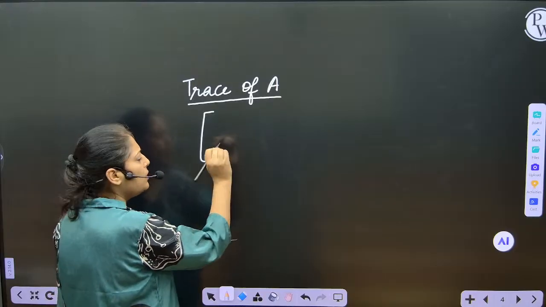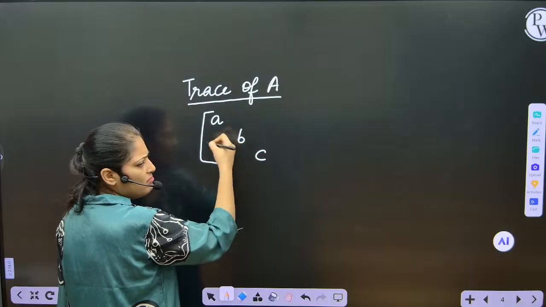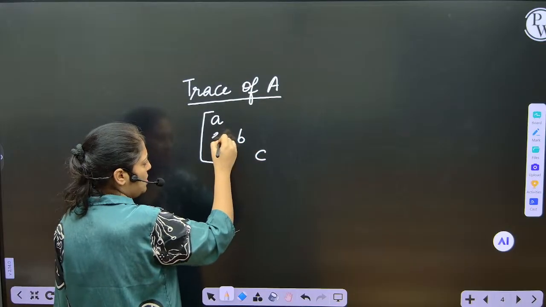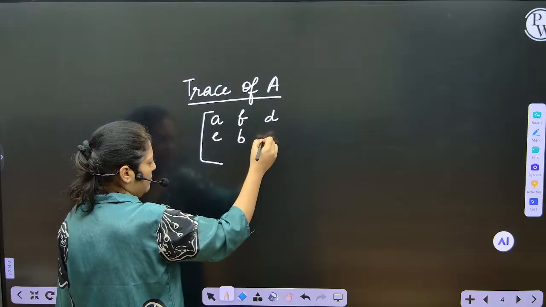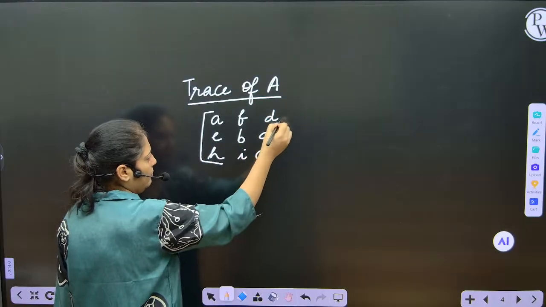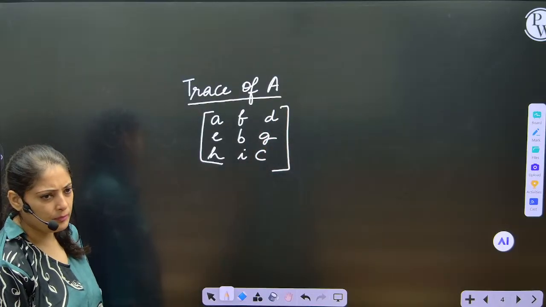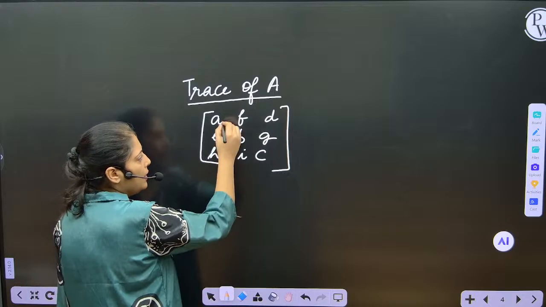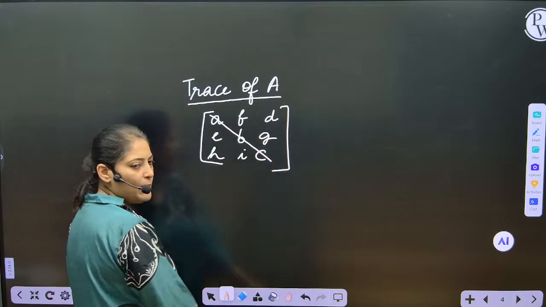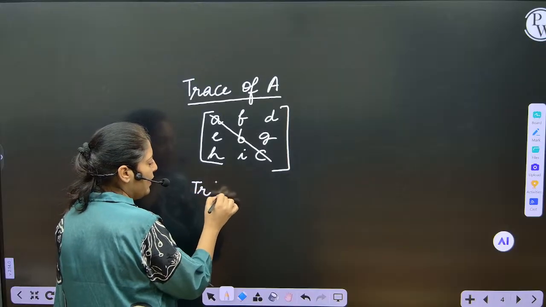Simple topic. Suppose the elements are of this kind. A, B, C. Rest anything is there. Suppose E, F, anything. G. Anything is there. Any matrix is there. These are the diagonal elements. So trace of A, this is the way to write.